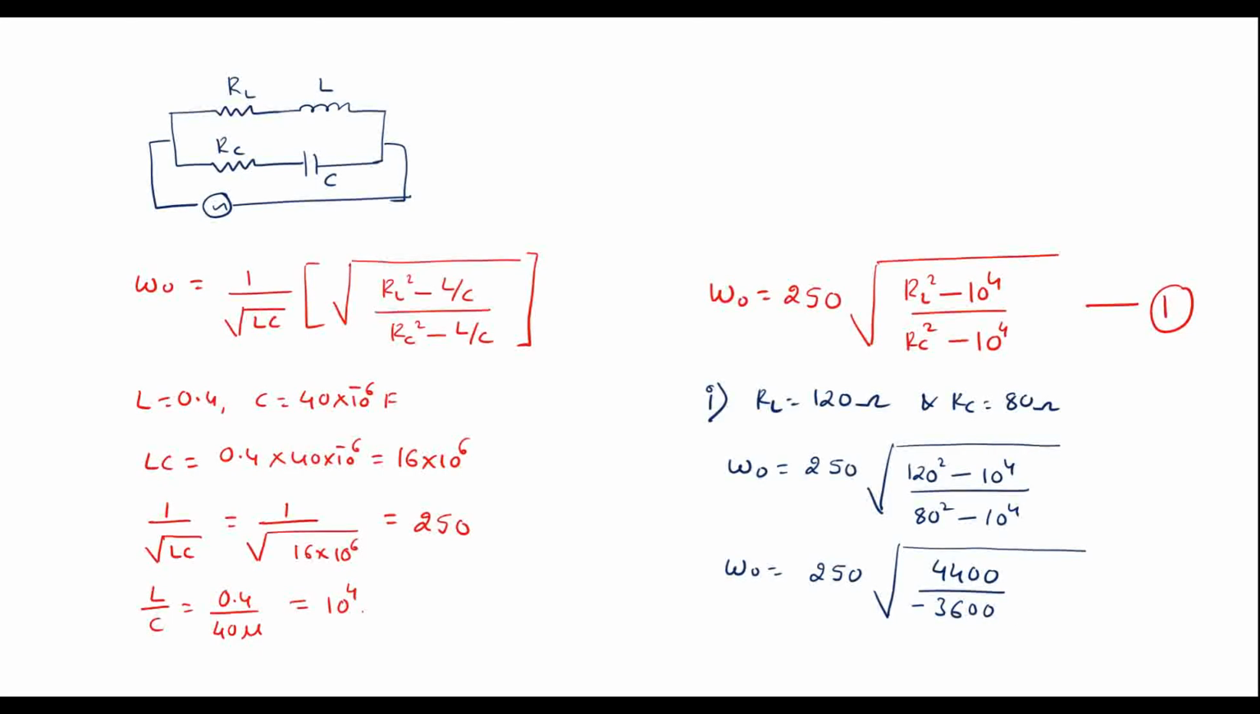Here we can see that we have got a minus term inside the under root. It means there is a presence of a j term. If the j term is present, the circuit is said to be not resonant, or resonance is not possible, because in a parallel resonant circuit the resonance takes place when the imaginary part is 0. Therefore, when we consider RL equal to 120 ohm and RC equal to 80 ohm, resonance is not possible.